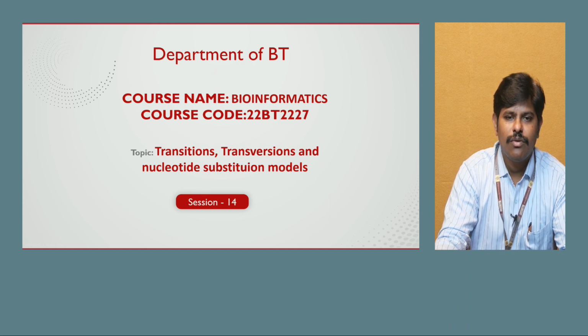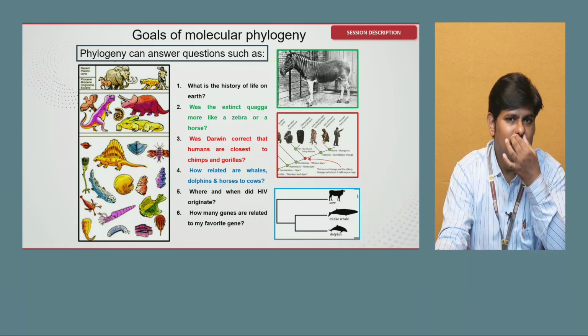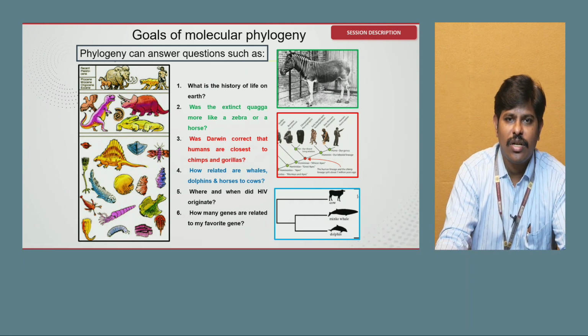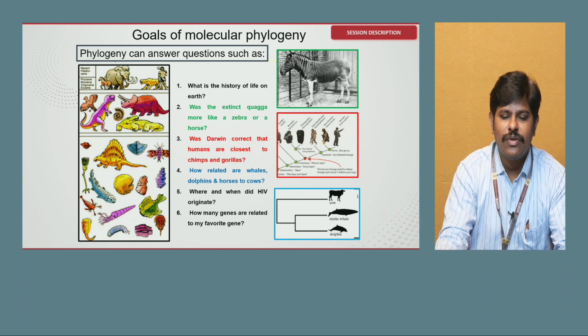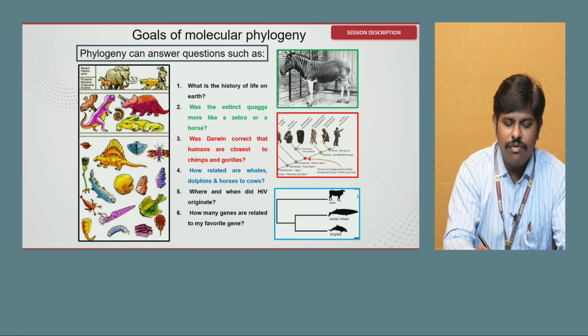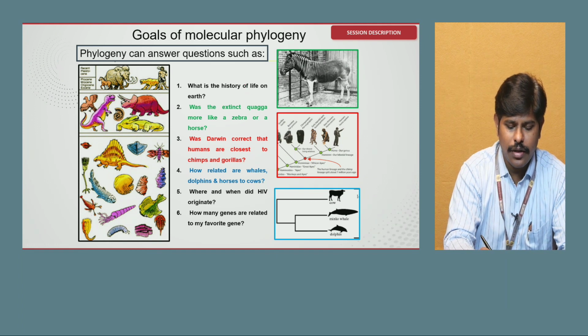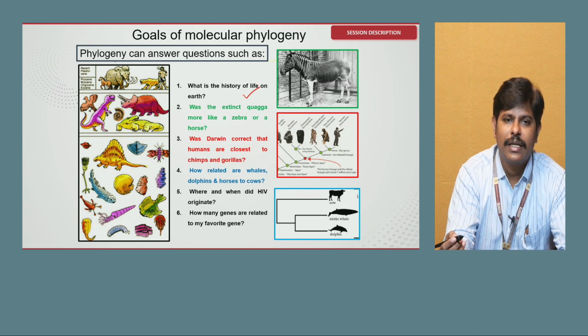So in today's session, we will learn about transitions, transversions and nucleotide substitution models that are used in bioinformatic phylogenetic tree constructions here. So the goal of phylogenetics is very simple. Molecular phylogenetics, which uses DNA or protein sequences, will ask several questions here. So what is the history of life on this planet Earth here? Can we tell the history of life on this planet Earth?